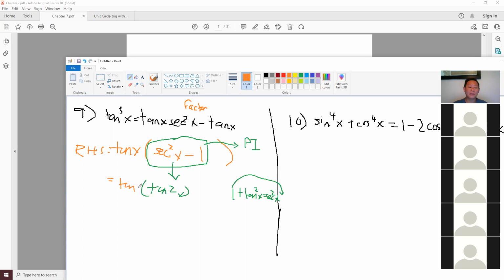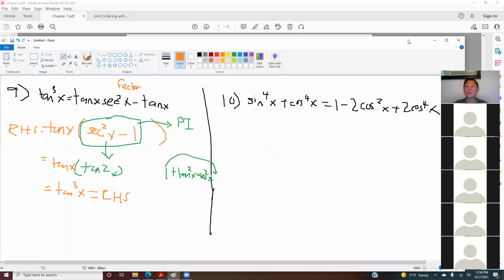And we're going to multiply this by tangent x. So what happens when you multiply tangent x, the orange one, with the tangent square x, the one we got from the Pythagorean identity? You will get tangent cubed x. And this is your left-hand side, sorry, because your left-hand side is tangent 3x. So this is how we do question 9.